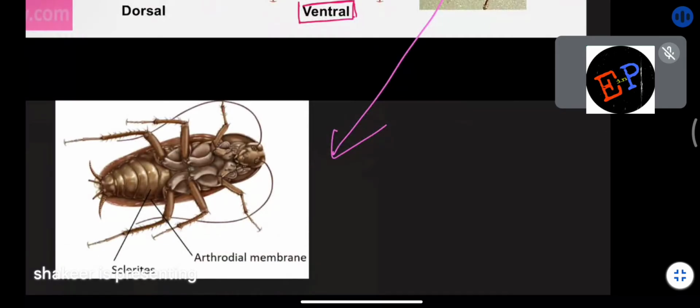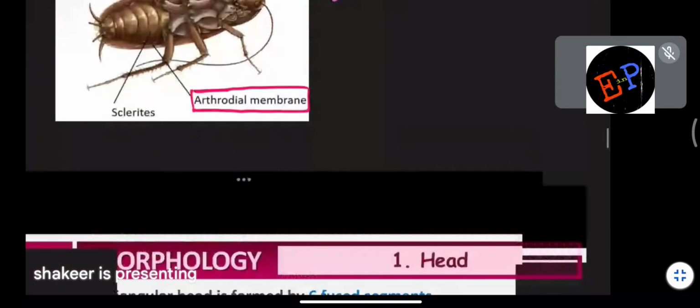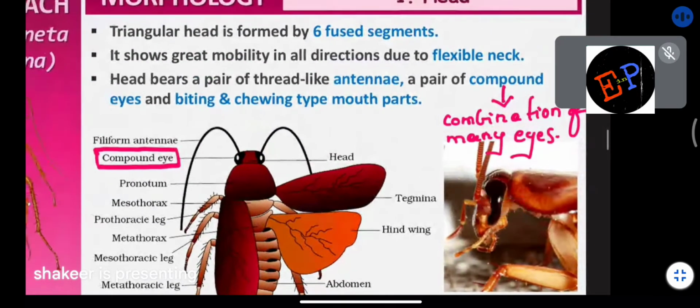Now here in the figure you can see this arthrodial membrane. Where is this arthrodial membrane? It is at the lateral side of this cockroach. Lateral side means sideways. In the lateral region, this arthrodial membrane is present. And what will it do? It will connect the dorsal tergites and ventral sternites. Both tergites and sternites you can call sclerites. Clear? That's it.